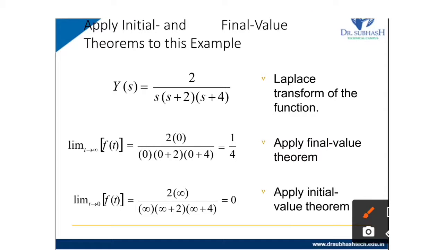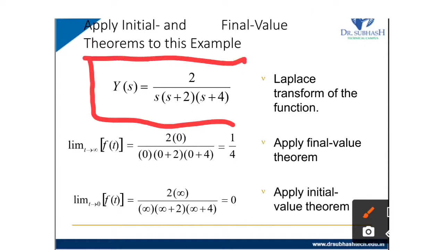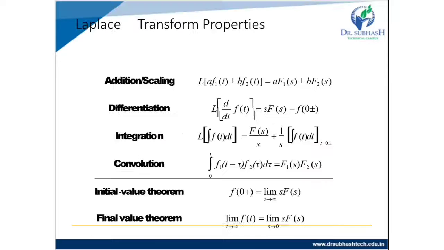So here Y of s equal to 2 upon s multiplied by s plus 2 multiplied by s plus 4. This is the Laplace transform of the function. Now applying the final value theorem. Whenever we apply the final value theorem, first we study what the final value theorem is, what we have to put t equal to and what we have to put s equal to. In the initial value theorem, what we have to put t equal to and what we have to put s equal to. Let's check it.